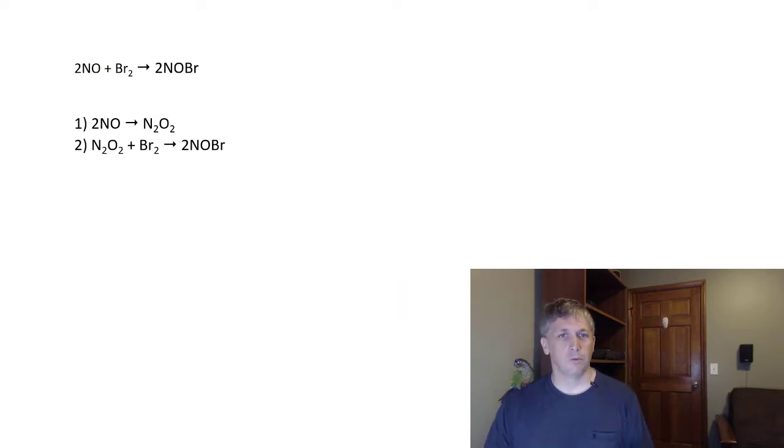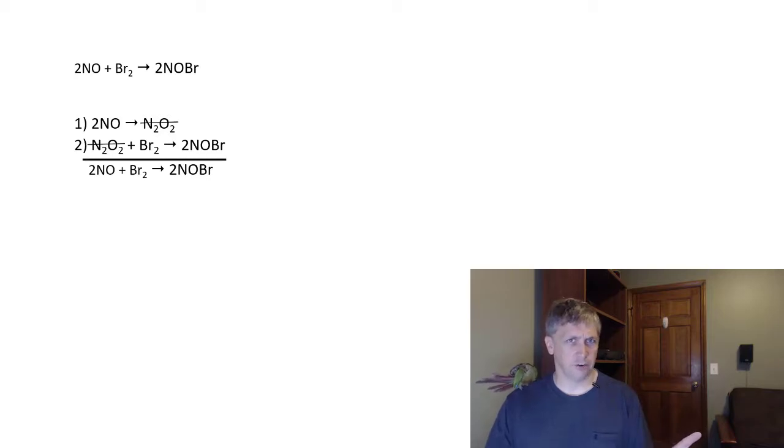And let's say we're thinking it's a two-step mechanism where NO converts to an intermediate, N2O2, and this intermediate reacts with bromine to give you NOBr. First thing, remember that the two steps should add up to give you the reaction you're looking at. Otherwise, you might as well not do anything else that we're about to talk about, because you're looking at a completely different reaction. But here it checks out.